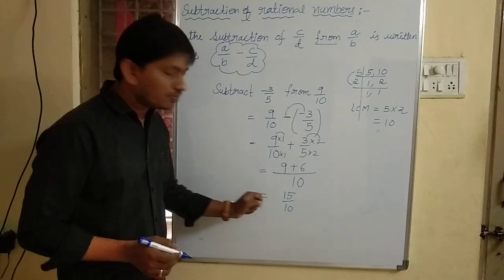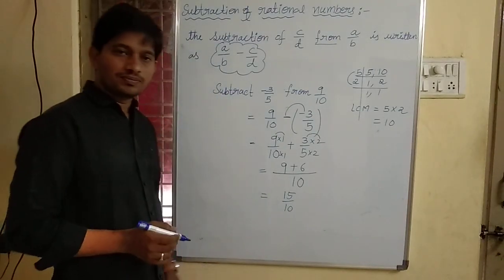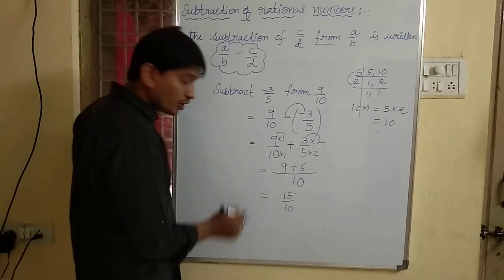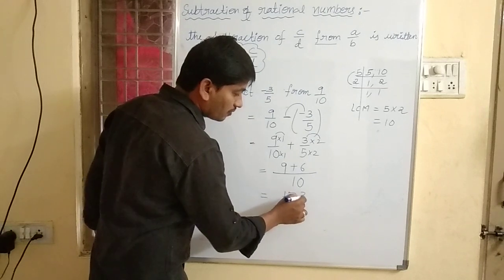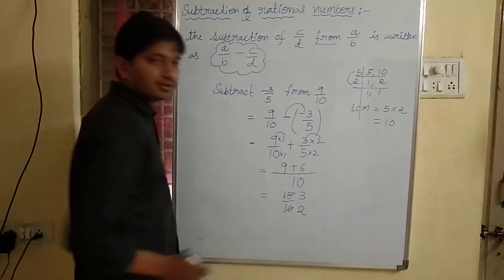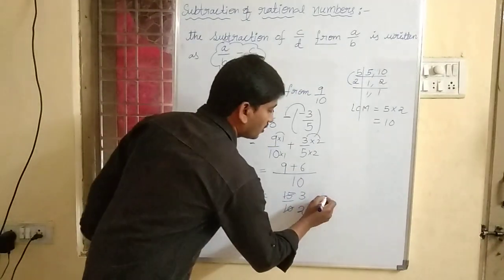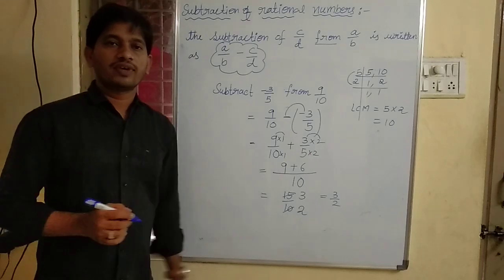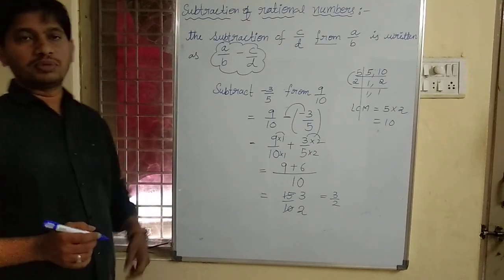Students, is it in standard form? Is it in lowest form? No. We can also express it in lowest form. In the 5 table, 5 3s are 15, 5 2s are 10. So the answer is what? 3 by 2. In this way, we can subtract rational numbers.